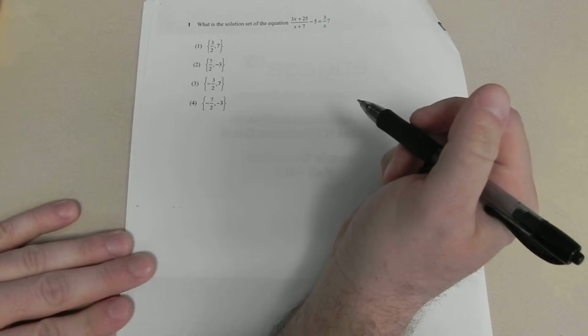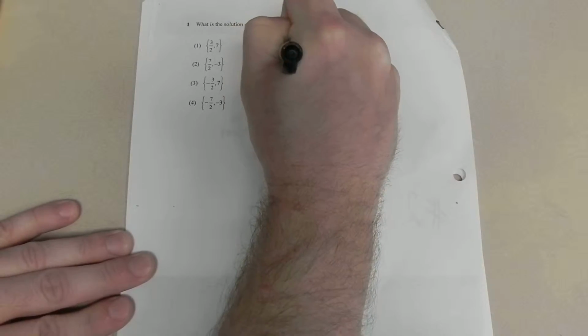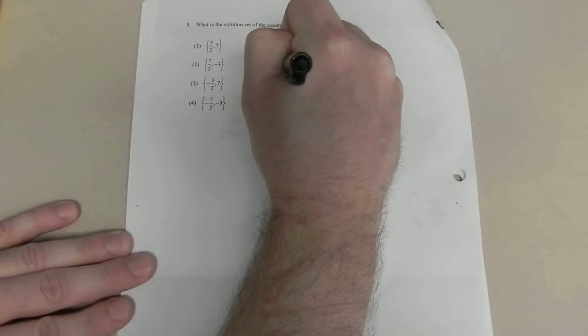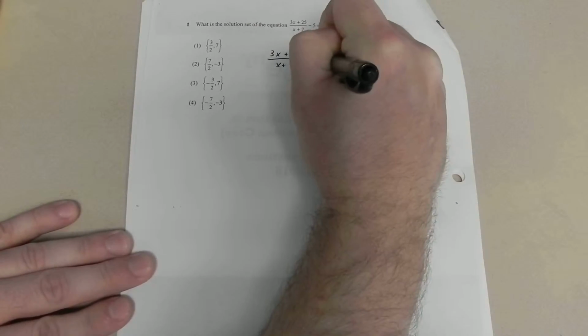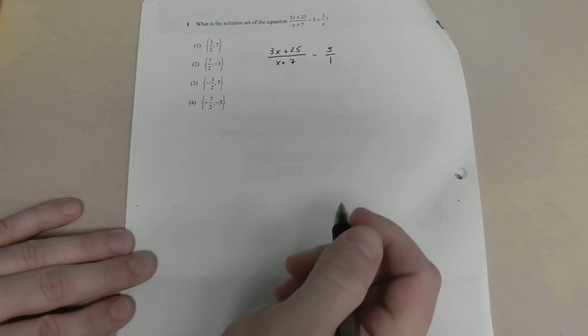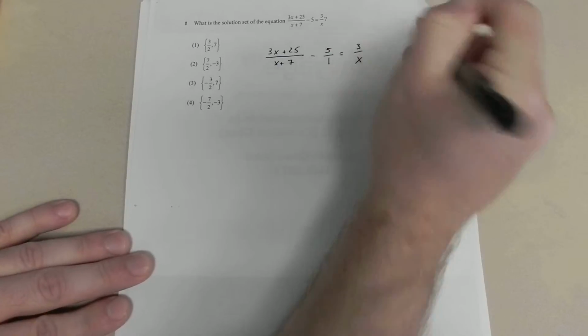Number 1. So to solve this equation, first thing I'm going to do is rewrite it to give myself some space to work. 3x plus 25 over x plus 7 minus 5, which I'm going to turn into the fraction 5 over 1, equals 3 over x.